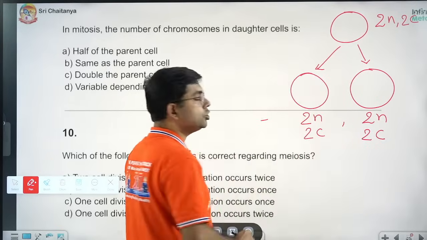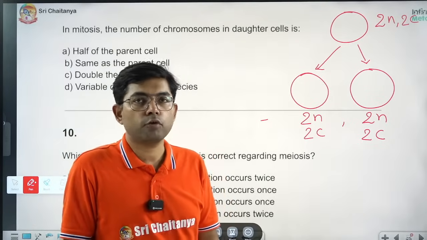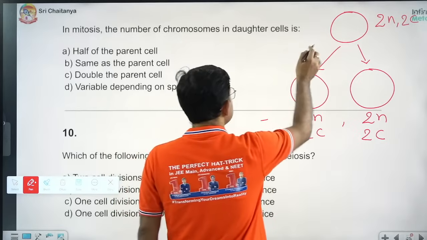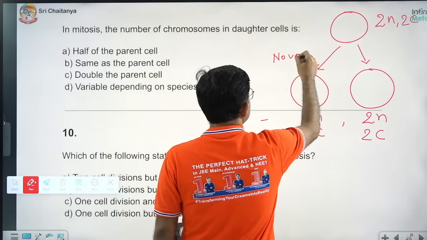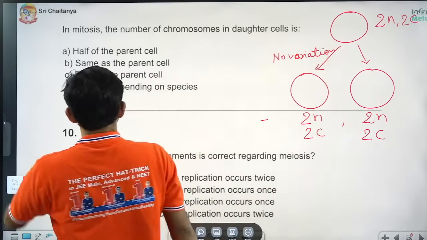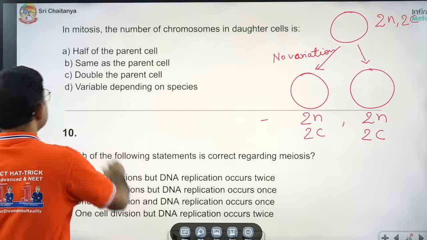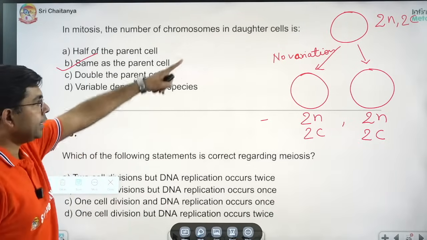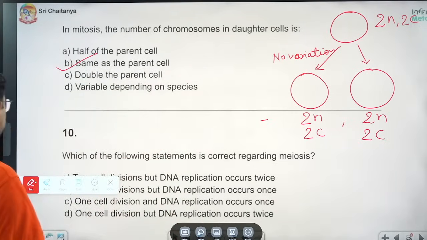So is there any change in number of chromosomes in mitosis? No change in number of chromosomes, and also no variation. So in mitosis, the number of chromosomes in the daughter cell is the same as the parent cell. This is parent, daughter. So it will remain the same.